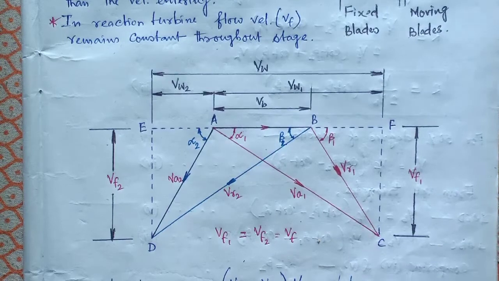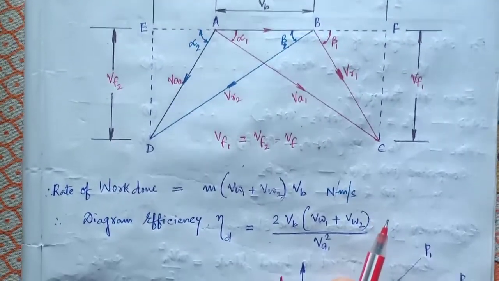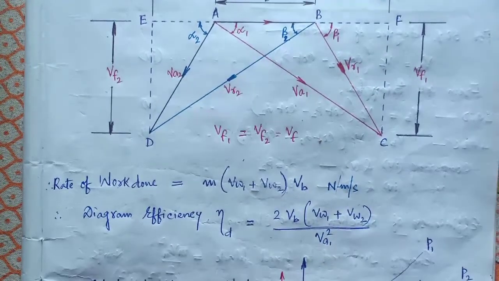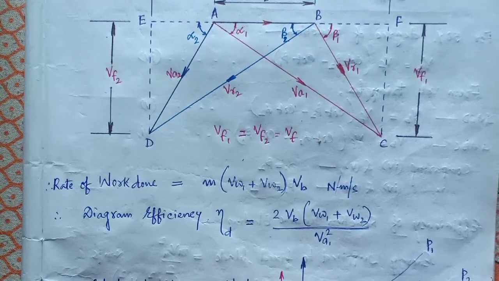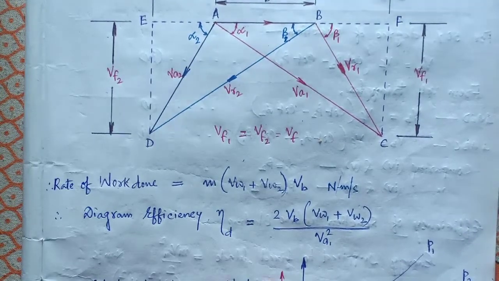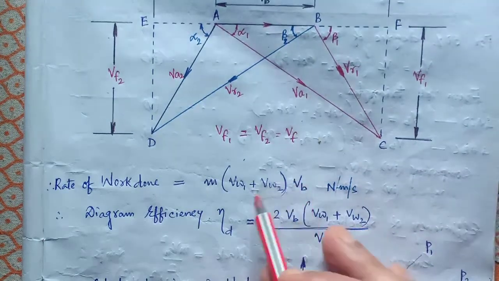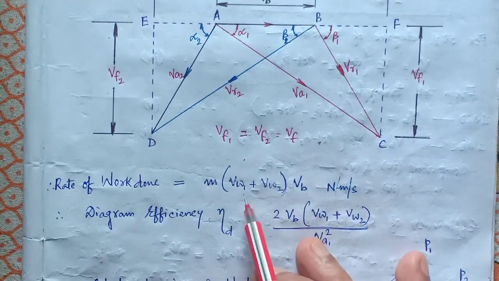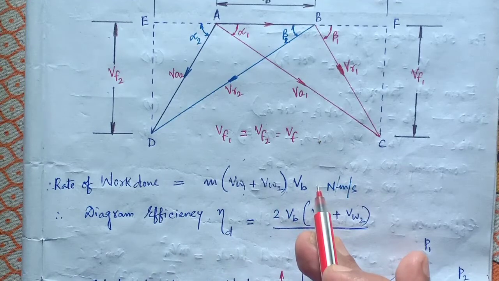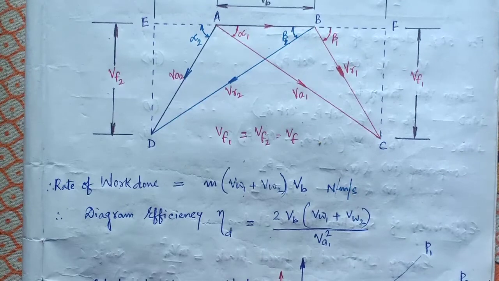Now the following expressions for work done and diagram efficiency for impulse turbines are also applicable to reaction turbines. In impulse turbines we did it like this: m into (Vw1 plus Vw2) into Vb, where Vw1 and Vw2 are the whirl velocities. And diagram efficiency, you are very much familiar with these equations.